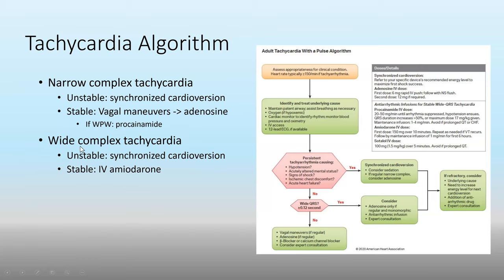Then you have wide. You start with unstable, again, synchronized cardioversion. So that's pretty easy. Unstable, wide or narrow, you do synchronized cardioversion. But stable, you typically start with IV amiodarone, for example, instead of the vagal maneuvers. Wide complex tachycardias are like ventricular tachycardia, but VTach with a pulse is in this category instead of pulseless VTach. So it's a completely different category. Stable, you typically treat it with IV amiodarone as your choice.